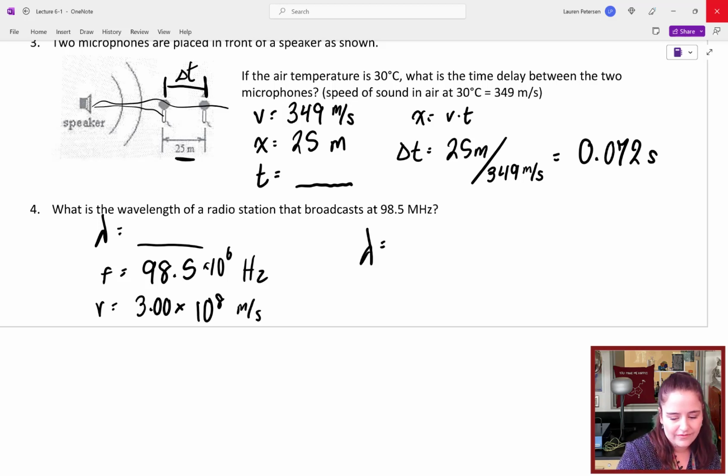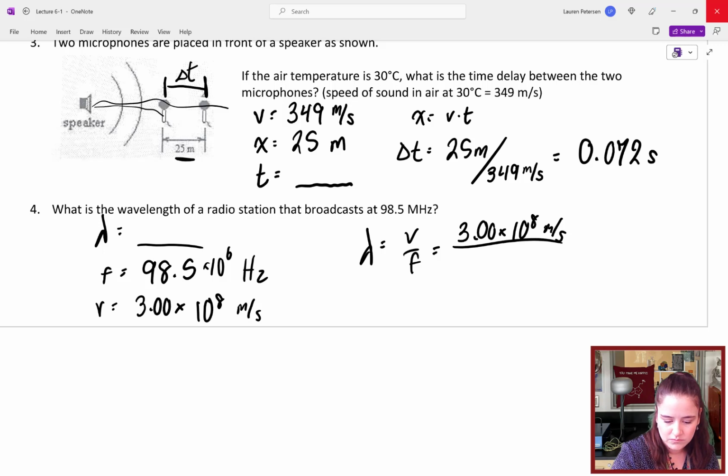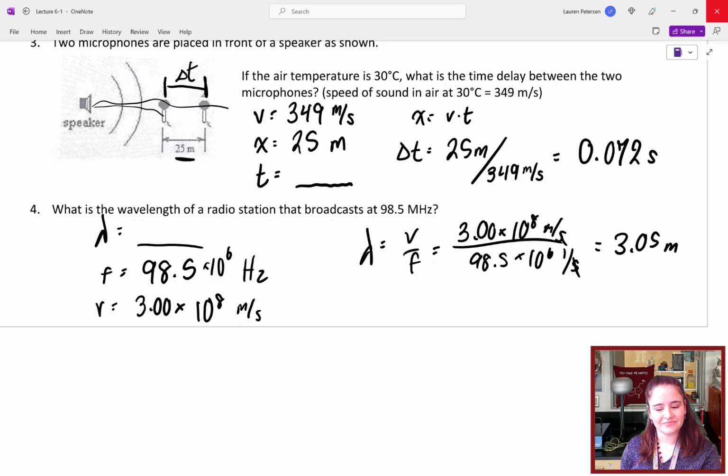So wavelength is just velocity over frequency. We can plug in our numbers. I'm going to write the seconds as per second so you can see how those units work out, and we get an answer of 3.05 meters. And that's our intro to optics. Okay, cool.